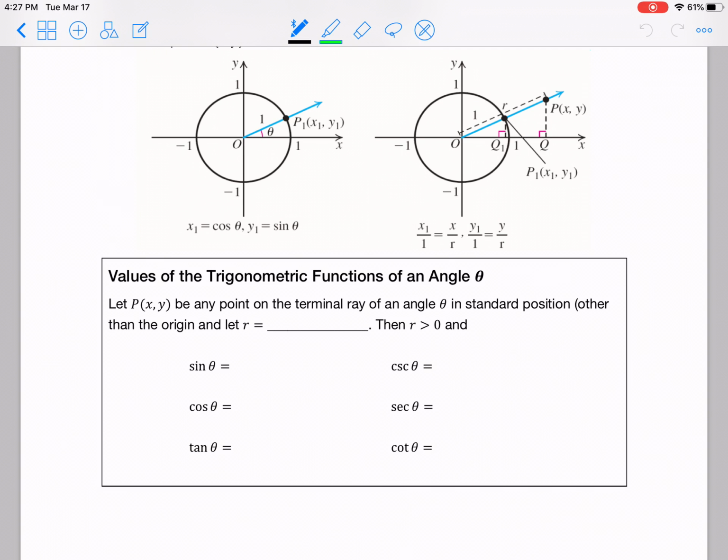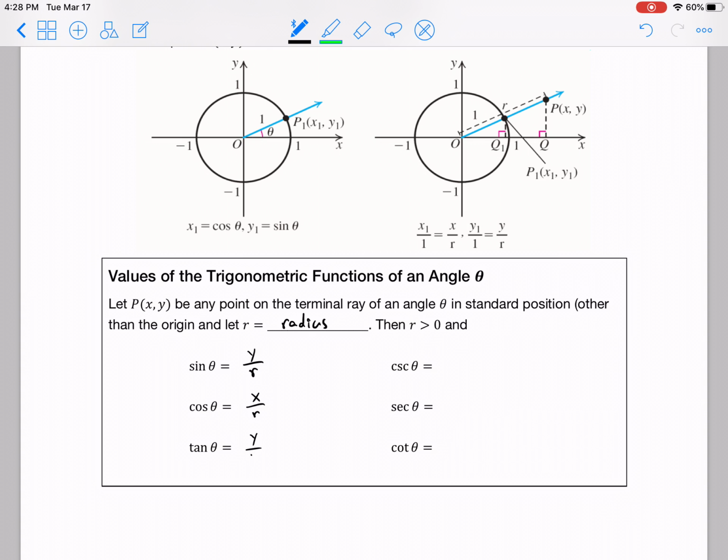So let P of x, y be any point on the terminal ray of an angle theta in standard position other than the origin, and we're going to let R be the radius of our circle there. Let R be greater than 0, and then our sine is, I kind of wrote this on the first page, y over the radius, and this one's going to be x over the radius, and this one's going to be the same.